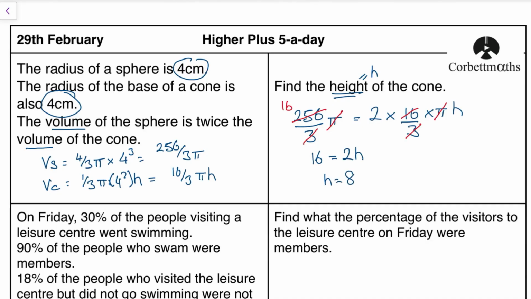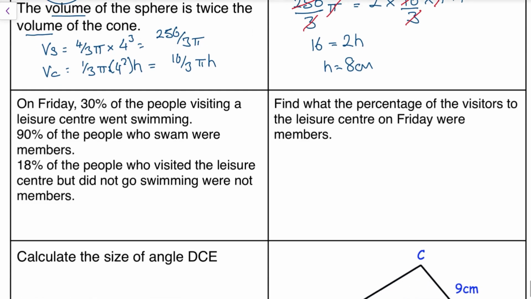So actually this is not too bad at all, is it? h is equal to 8 centimetres, because I know I'm working in centimetres. Looks worse than it is, but sort of nice. This could be a non-calculator, but a nice question either way.